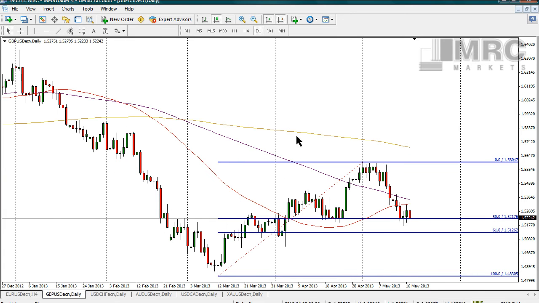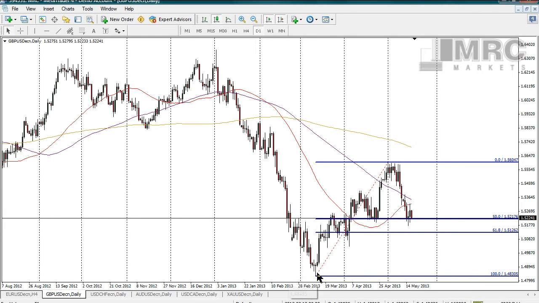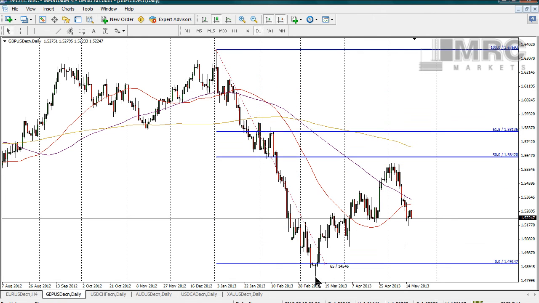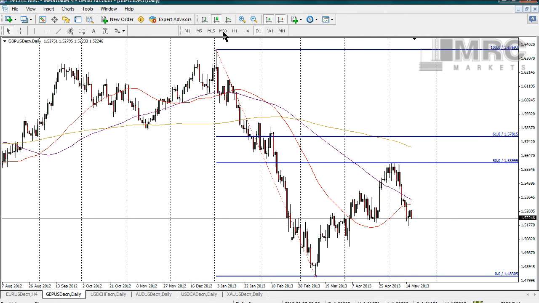Because the reason this high fib up here is an important fib on all the time frames really, is because it's the high of the year to the low of the year. So a very important and obvious fib I assume the banks will be looking at as well.